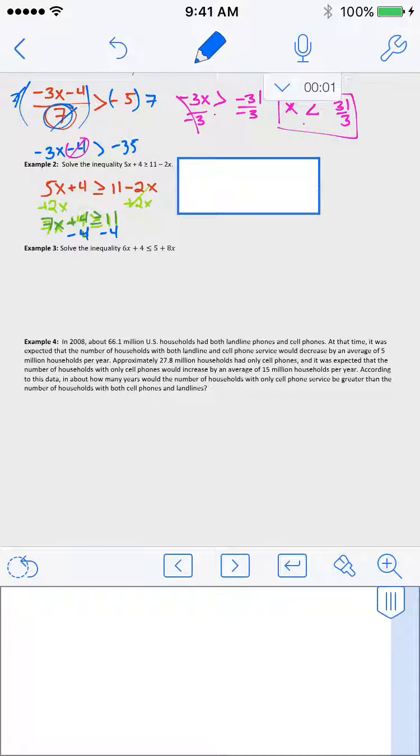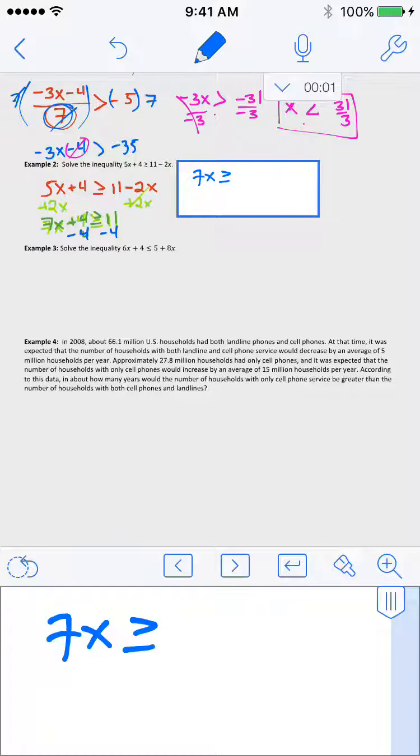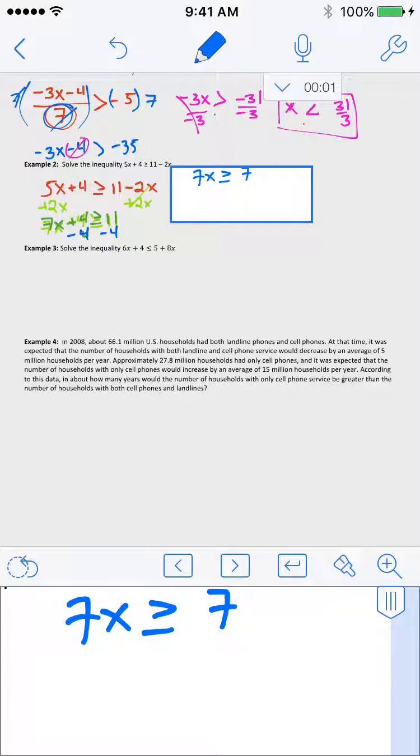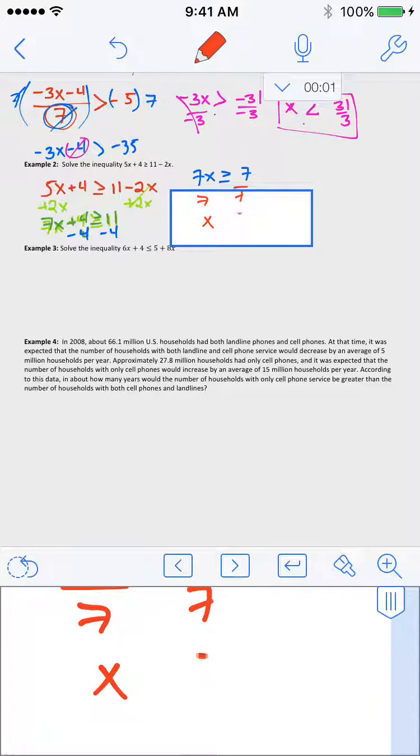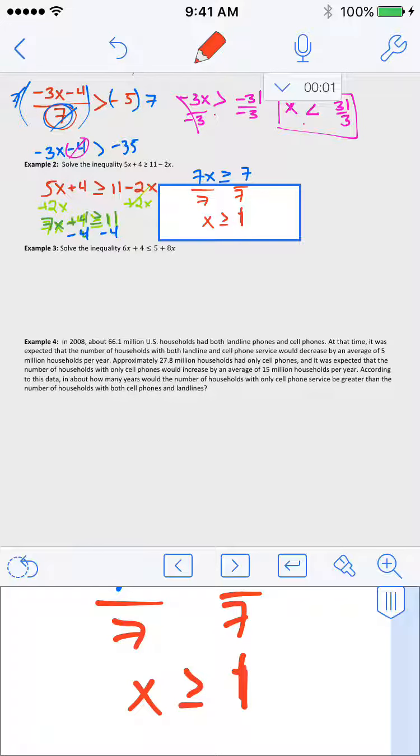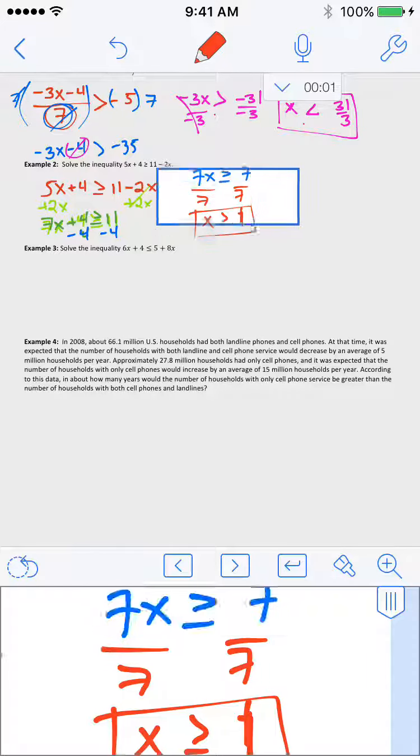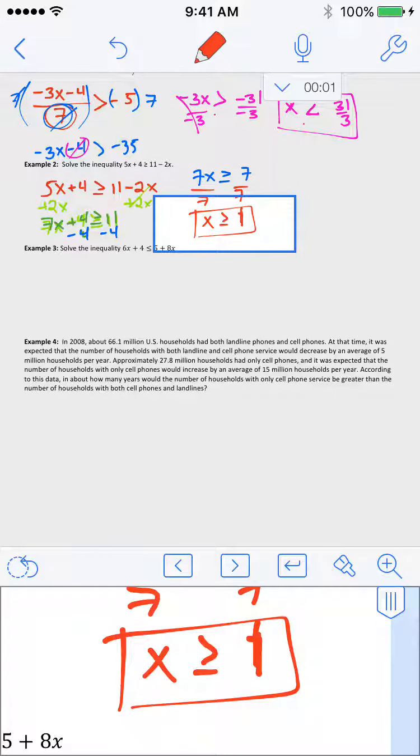I'll go up here now. I'm left with 7x greater than or equal to, what, 7? 11 minus 4? Yeah, 7. Last but not least, I'm still treating it like it's equal. Divide by 7. I get x and 1, right? 7 divided by 7 is 1. And since I divided, but it was not by a negative, the sign remains the same. x is greater than or equal to 1 is my solution.